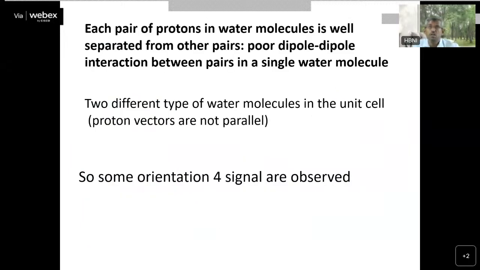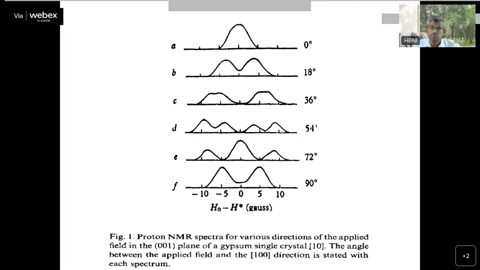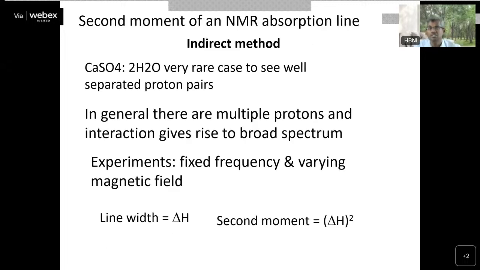So each pair of water molecules is well separated from the others. So it's the simplest system which people have investigated long back. This is a result of 30, 40 years back. So this also we are showing as a function of how the NMR signal changes. So this probably we will not discuss at this stage.